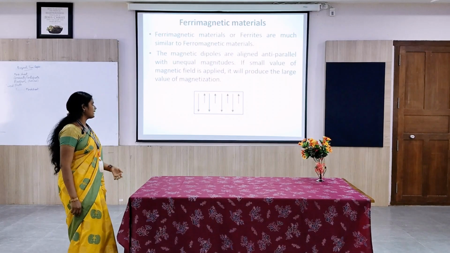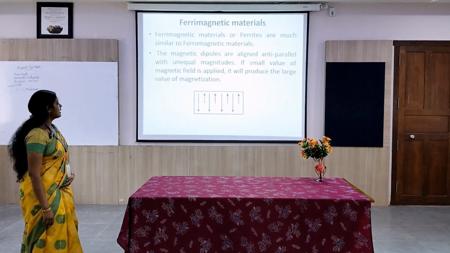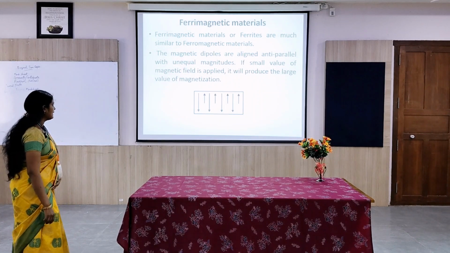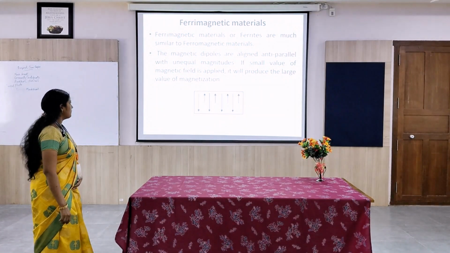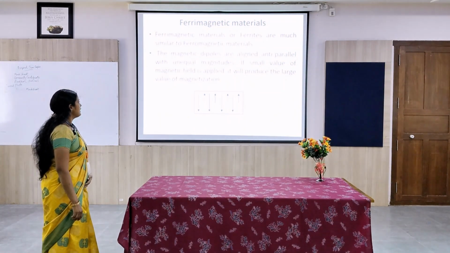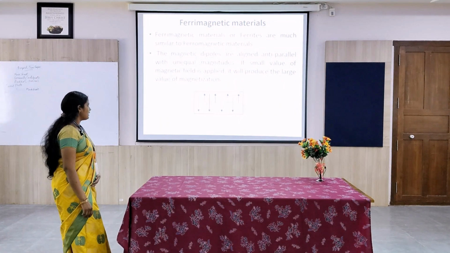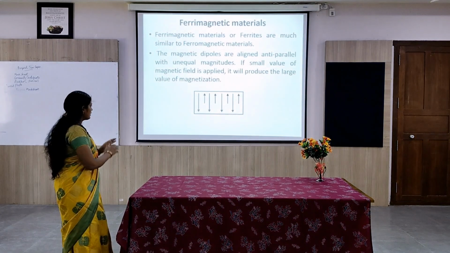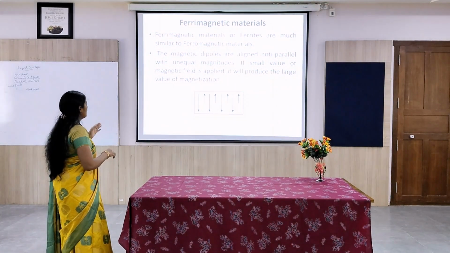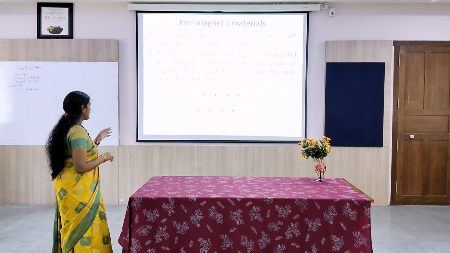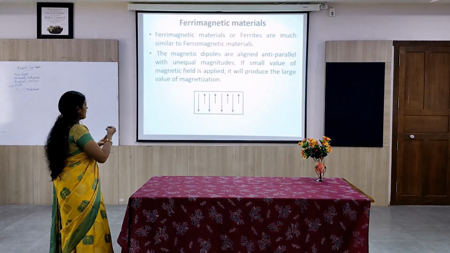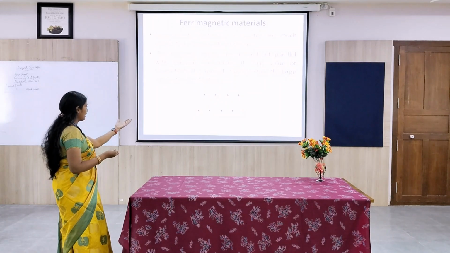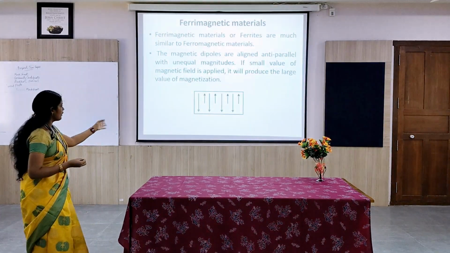Fifth one is the ferrimagnetic material. Ferrimagnetic material is much similar to the ferromagnetic material. In the ferrimagnetic material, the magnetic dipoles are aligned in an antiparallel manner with unequal magnitudes. This alignment produces a large value of magnetization. The diagram indicates the spin alignment of ferrimagnetic material. With this spin alignment, if we apply a small external magnetic field, it will produce a large value of magnetization.